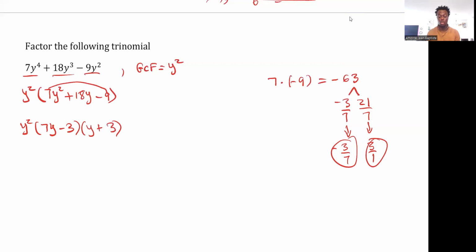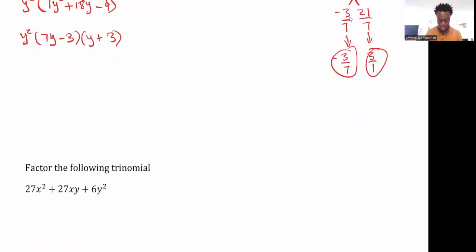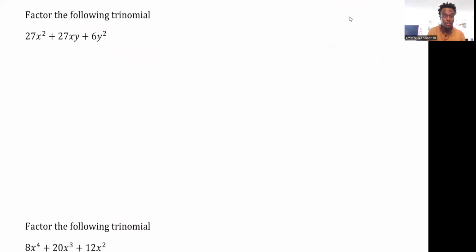And of course, if you want to use factor by grouping, feel free to do that too. But I'm trying to move on to the next problem. How about this one here? Don't be scared when you see two variables. It's the same process. For this one, I'm going to use group factoring, but I'm going to see if I can find the GCF first: 27x squared, 27xy, and then 6y squared. I feel like 3 is a factor of all of them, right? GCF equals 3.